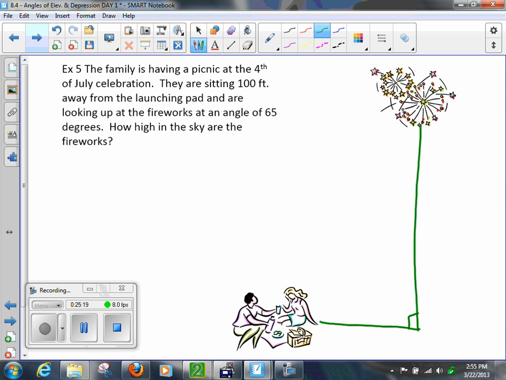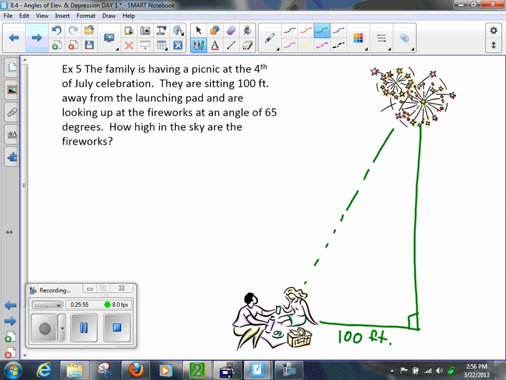All right, and so they're enjoying the picnic, right? And they're looking up at the fireworks. The guy is there. She's looking straight at him. They are sitting 100 feet away from the launching pad. Where's 100 going to go? The bottom. That's fine. And then the angle is.